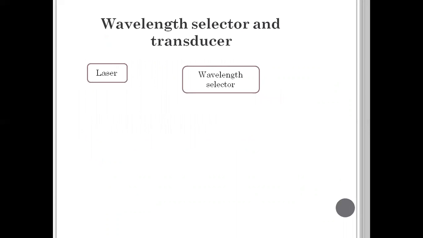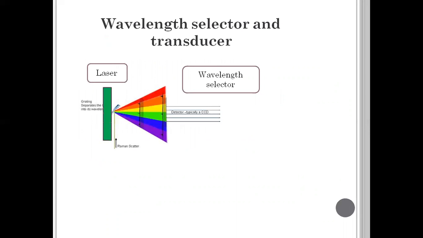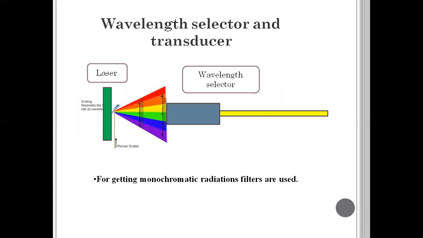Wavelength selector and transducer. For getting monochromatic radiation, filters are used. They may be made of nickel oxide glass or quartz glass. Continuous wave lasers are most common for normal Raman spectroscopy, but pulsed lasers may also be used. These often have wider bandwidths than their CW counterparts, but are very useful for other forms of Raman spectroscopy, such as transient, time resolved, and resonance Raman.